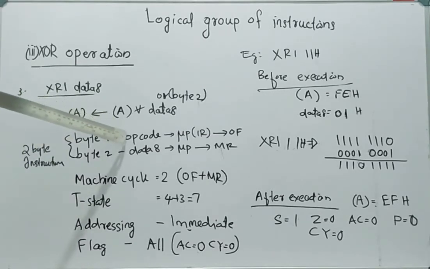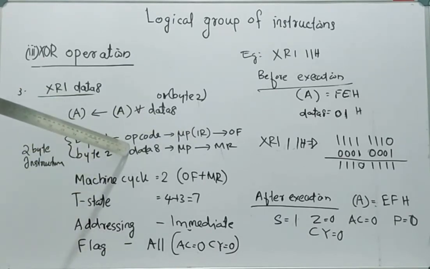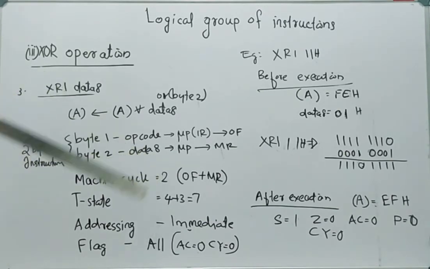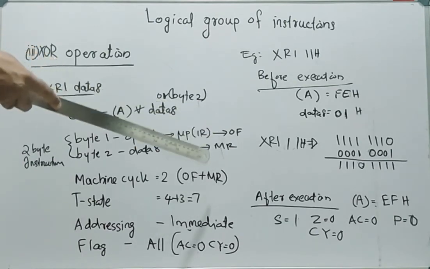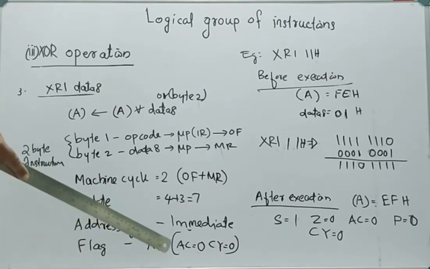So this opcode needs to be transferred into the instruction register and this data is to be moved into the microprocessor during the execution of this instruction. So in order to complete the execution of this instruction, it requires 2 machine cycles, that is opcode fetch and memory read. So the total T states is 7. As the data for the operation is directly given in the instruction, the addressing mode is immediate. All flags are affected. Auxiliary carry and carry flag are always reset.